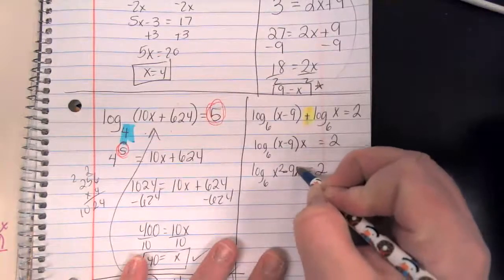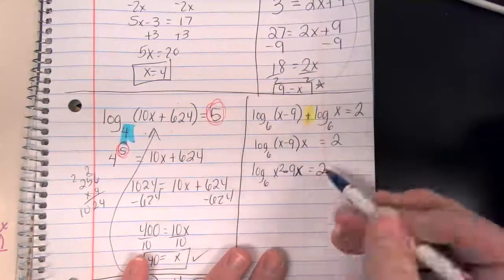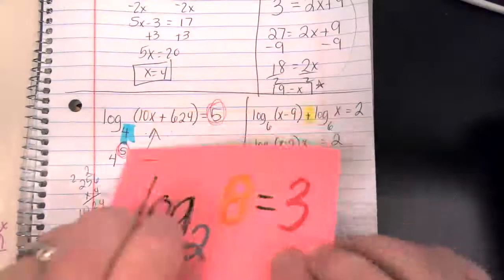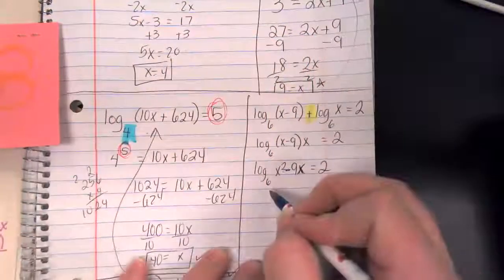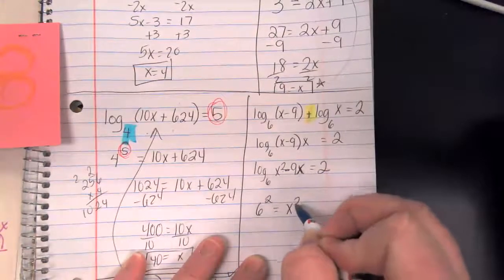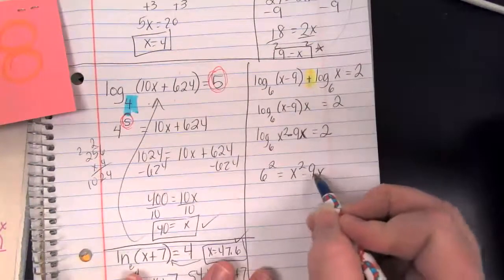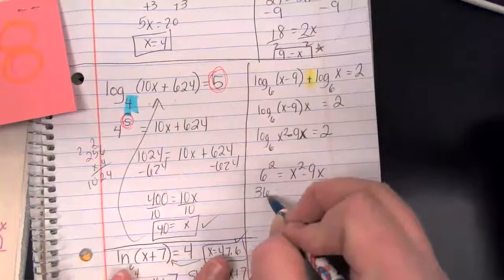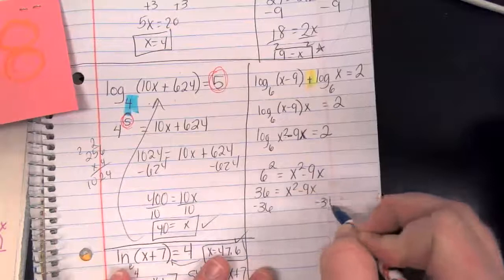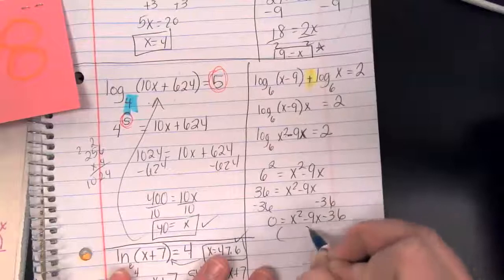Okay, so see how I have a log, I have a number, and I have this piece. Okay, now it's time to go from a log to an exponent. Here we go. 6 to the 2nd power equals x squared minus 9x. Now, friends, you know if there's an x squared and an x, you're going to have to do what? Yep, you're right. You're going to have to factor. So minus 36, minus 36. 0 equals x squared minus 9x minus 36.